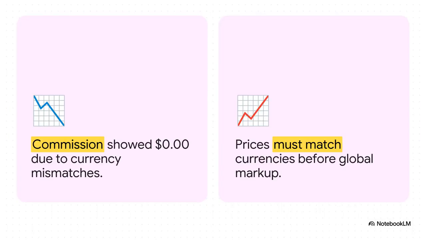They also patched up a massive headache on the financial side. Imagine agents looking at their dashboards and seeing exactly $0 in commission. Not great. This was actually due to a currency mismatch between the base price and the price per night in the calculation engine. The fix here is that the backend now strictly enforces that the original price and the base price absolutely must be in the exact same currency before the global markup is ever applied.